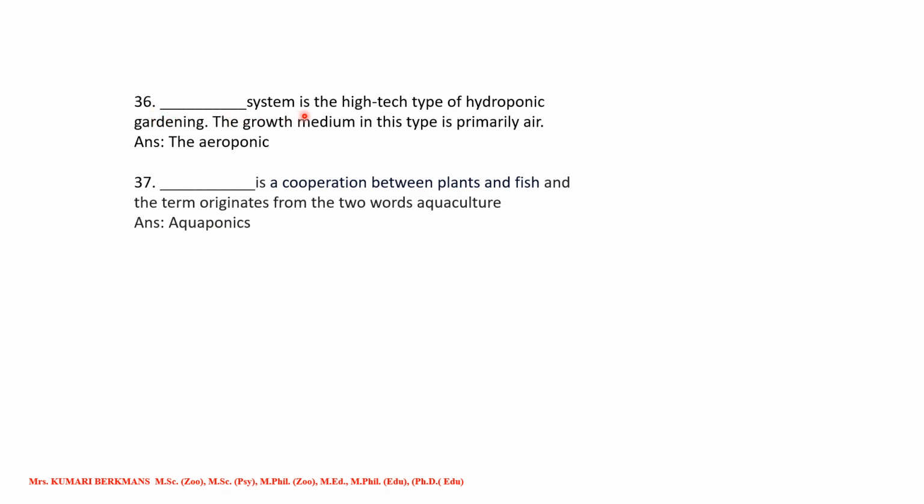36th one. Dash system is the high-tech type of hydroponic gardening. The growth medium is primarily air. It is called aeroponics. Dash is the cooperation between plants and fish. The term originates from the two words aquaculture and hydroponics. It is called aquaponics. So aquaponics is a cooperation between plants and fish.